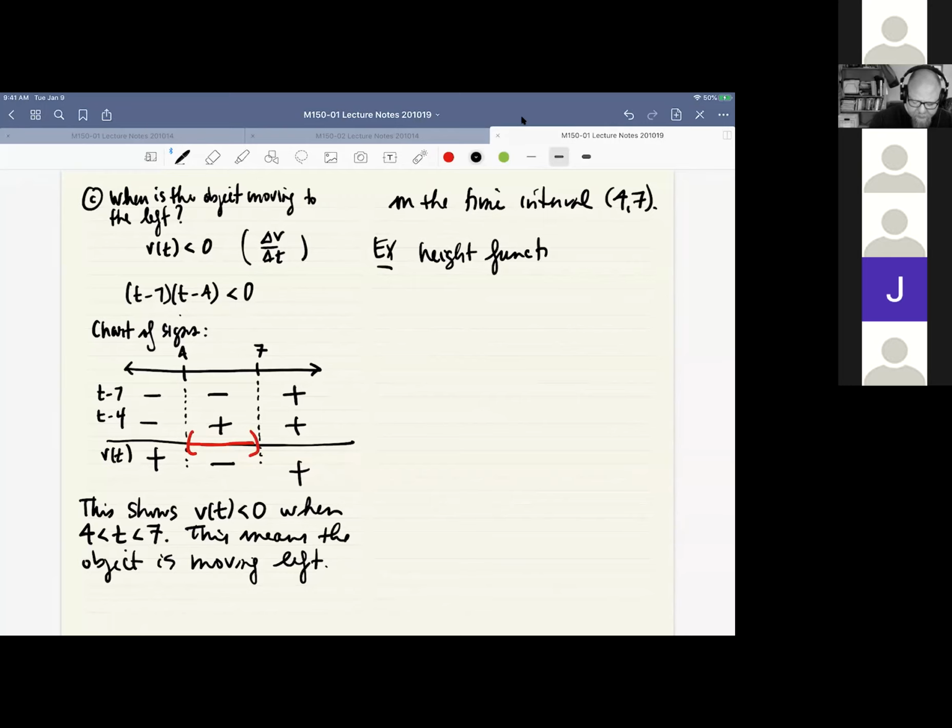Another special type of position function is a height function. Okay, and you might see this when you throw something into the air.